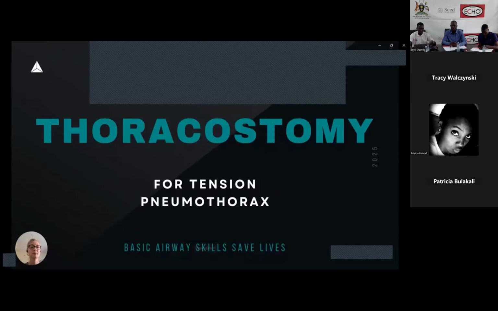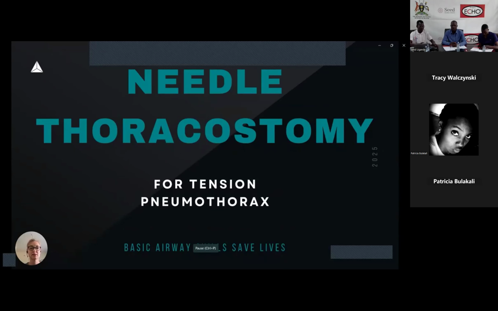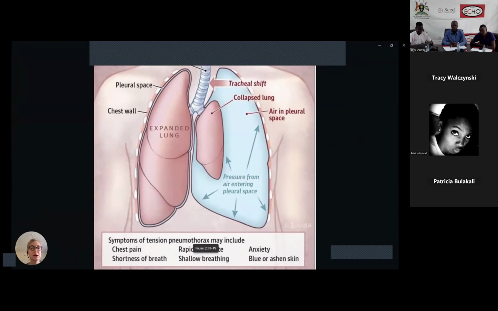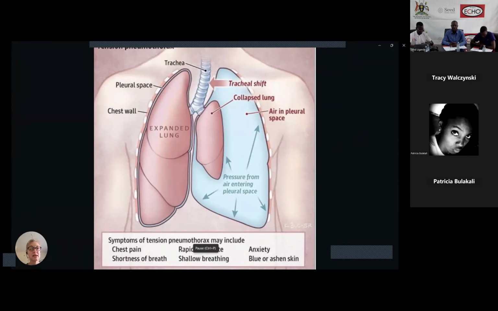This is a video to guide you through the process of performing a needle thoracostomy. This is a life-saving procedure to relieve tension pneumothorax. As a reminder, a tension pneumothorax occurs when there is a one-way valve formed between the visceral and parietal pleura. This allows air into the pleural space, and that air will build up.